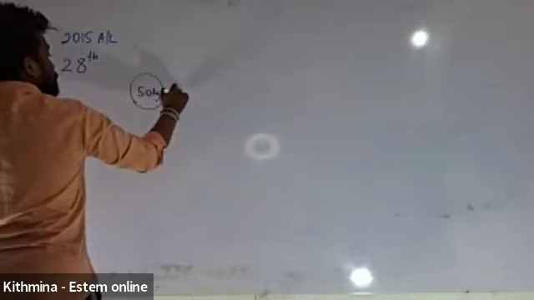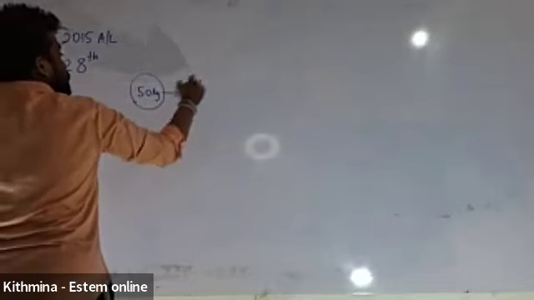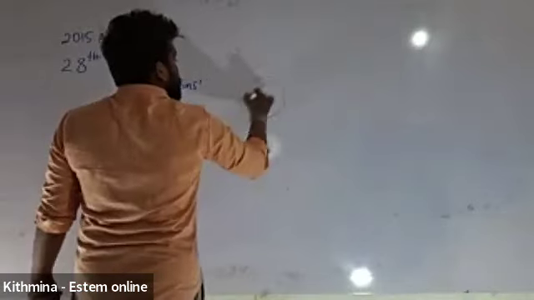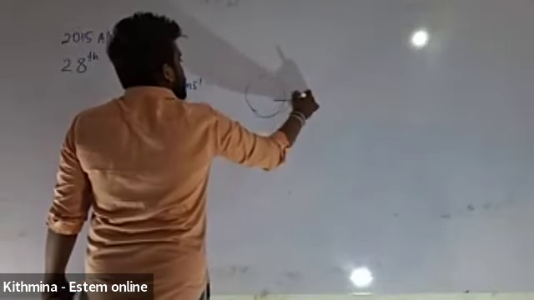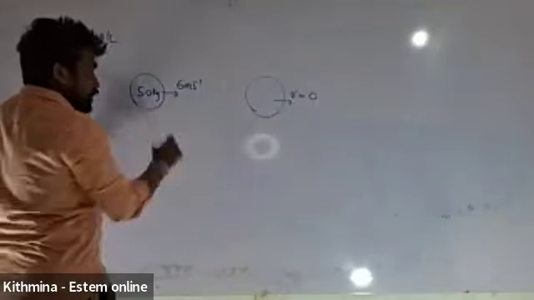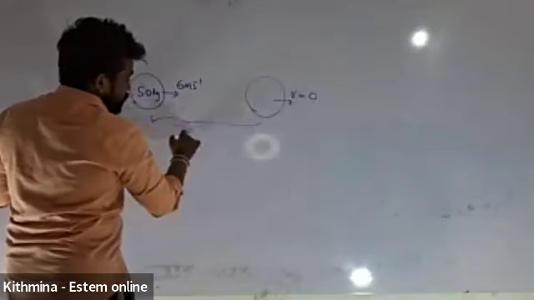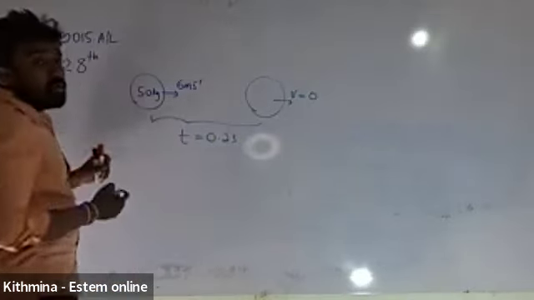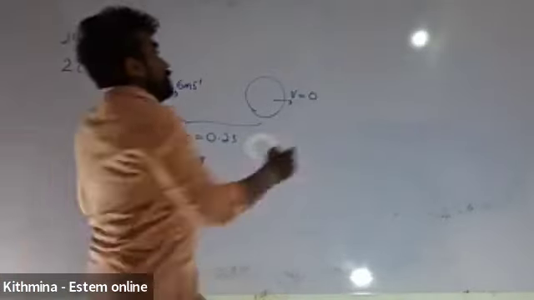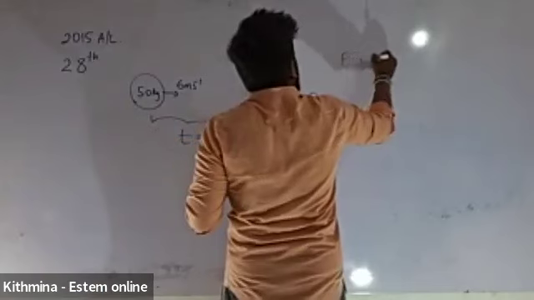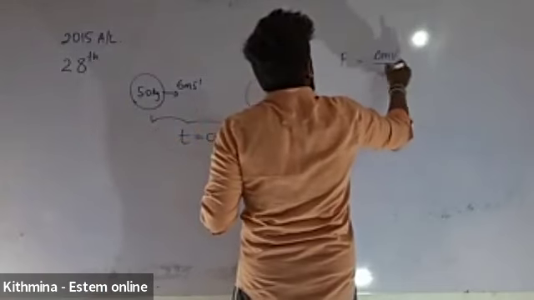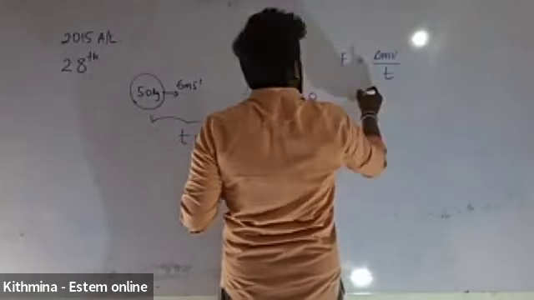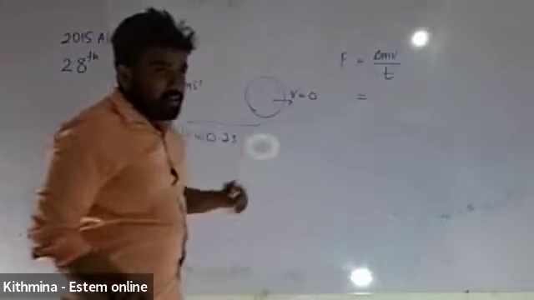A 50 kg person moving at 6 m/s comes to rest, so the velocity becomes 0 during how much time? 0 to 0.2 seconds. Then we know F equals delta V over T, and they are asking about F.